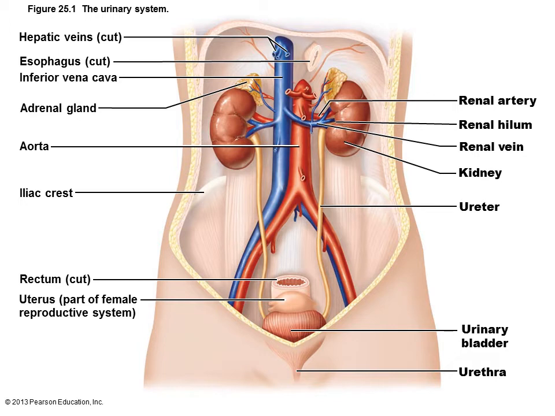The urinary system organs are the kidneys, the major excretory organ; the ureters, which transport urine from the kidney to the urinary bladder; the urinary bladder, where urine is stored temporarily; and the urethra, which transports urine out of the body.